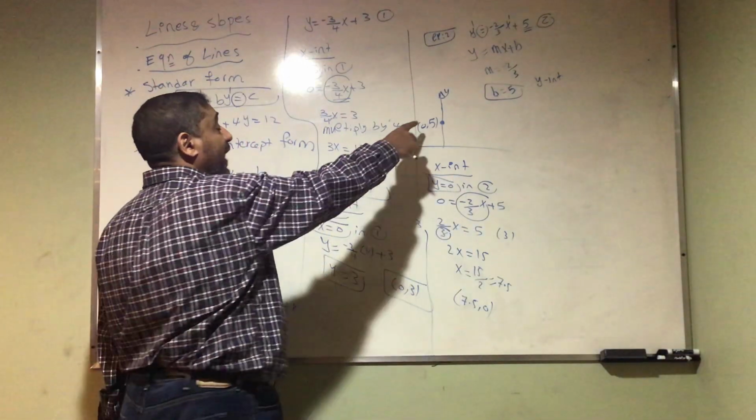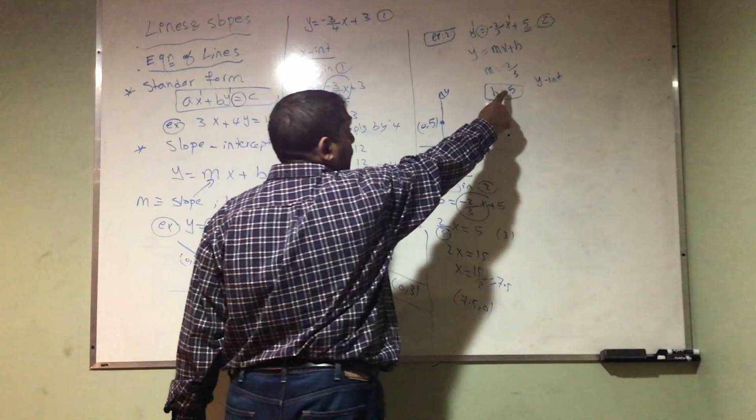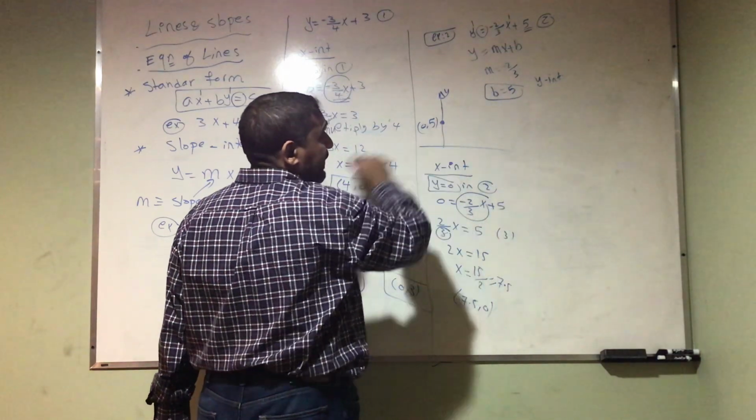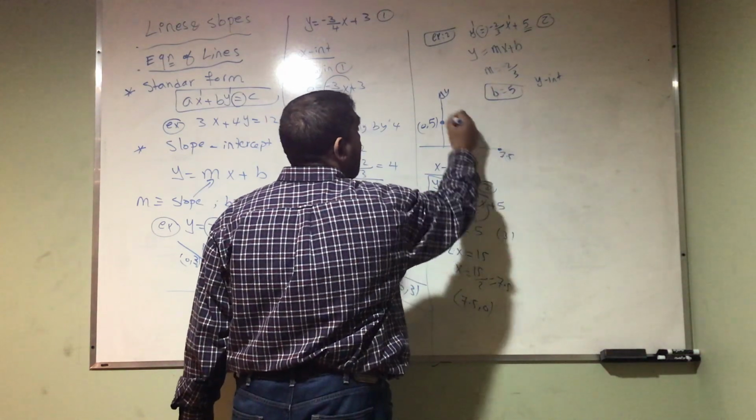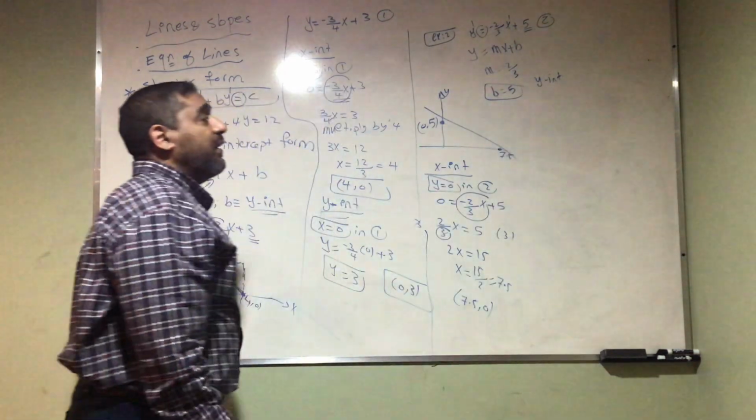So I go back to the graph here. That is your y-intercept. Already I have b equal 5. I locate that. Now I need to put the x-intercept. The graph crosses at 7.5. Then I connect them like this. You are done.